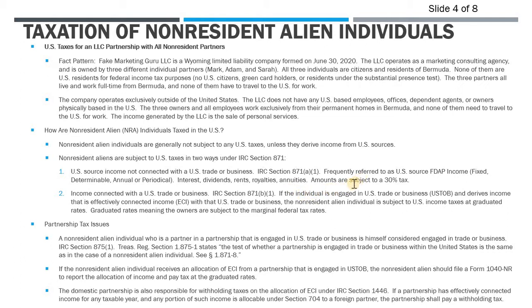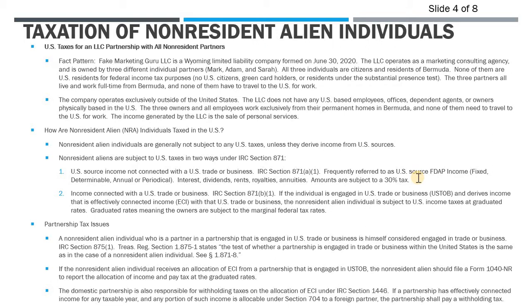At source. So for example, if you're a Bermudian and you open a brokerage account in the U.S. and you invest in U.S. stocks that pay a dividend, the dividend payment to you is U.S. source dividend income, and it's generally subject to a withholding tax of 30%. Okay, so that's the first layer of tax that could be imposed on a non-resident. If they're investing in certain types of U.S. source FDAP income, there might be some withholding tax at source.